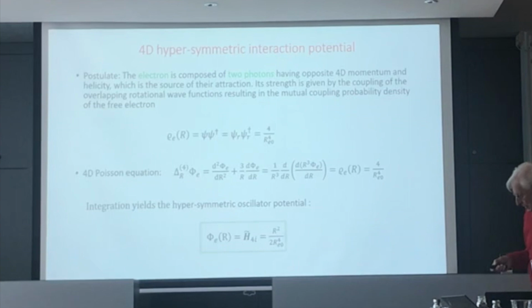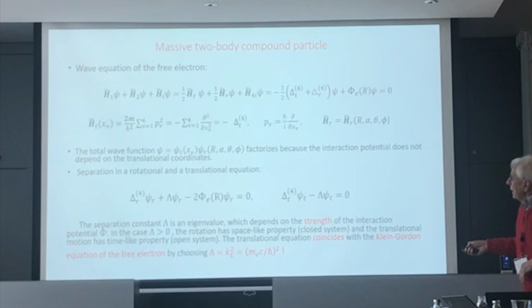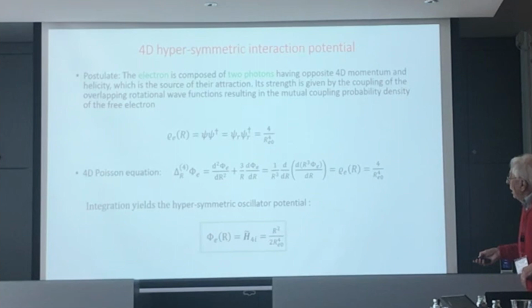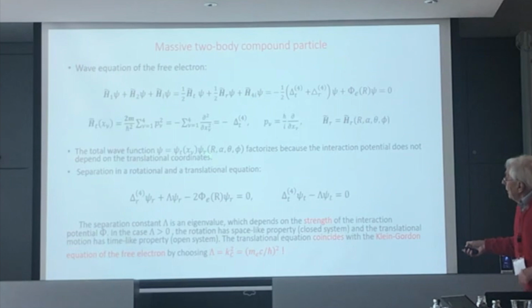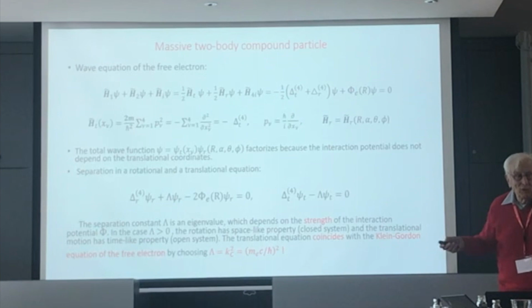Now, to make things short, if I use this also with the separate coordinates, the total wave function is a product of a translation part, which considers the carrier wave, the propagating wave, and a rotation part which considers the rotation. But this depends on the radius of my particle, the photon's radius, and on three angles.